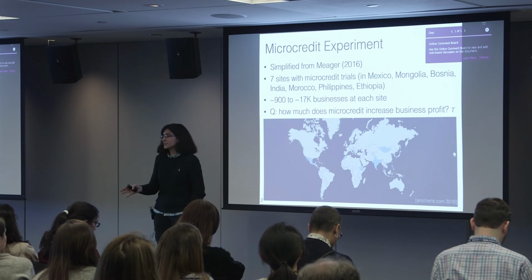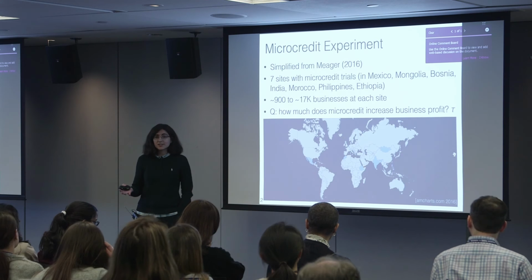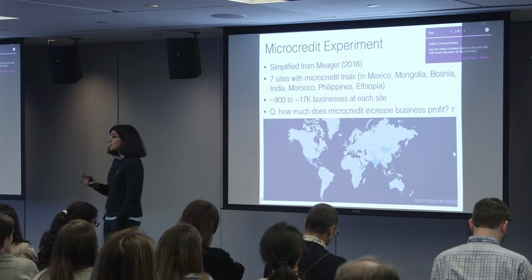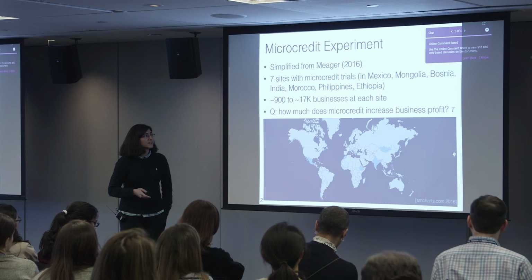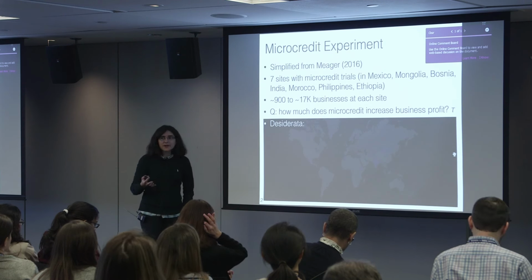Tau could be positive, we certainly hope it's positive. But it could be that microcredit is actually not doing anything or it's hurting people. At least we don't know until we've looked at the data. So tau could be 0, it could be negative, we don't know just yet. So we'd like to do a data analysis to figure out, is microcredit helping?